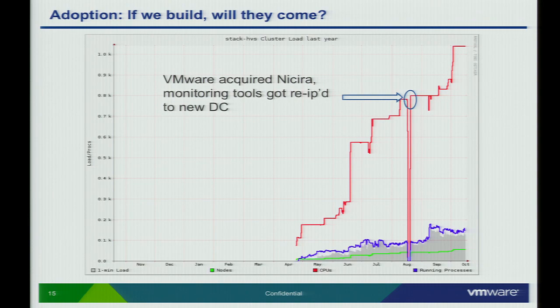I put a circle over there because that looks like a failure. It was not really a failure. That's at the end of August, when Nicira was acquired by VMware. The IPs got changed and the monitoring system got re-IP'd. The monitoring system, which keeps track of it, we use Ganglia, and it just lost connectivity. So it thought the world ended, but it isn't what it looks like. Other than that, the other thing we have seen is a step function, because we have quotas for developers. It's been kind of like a drug, if you will, because the more we give, the more they consume.